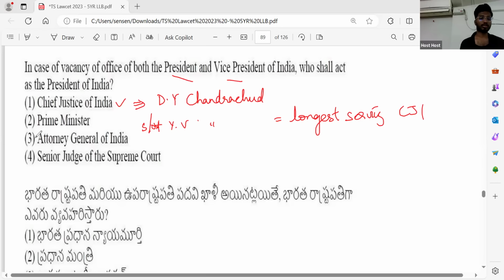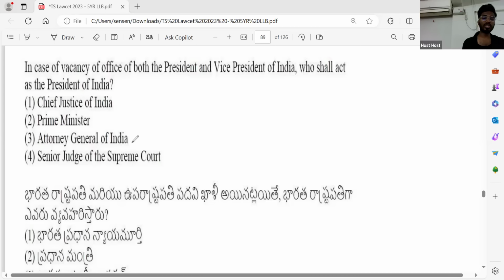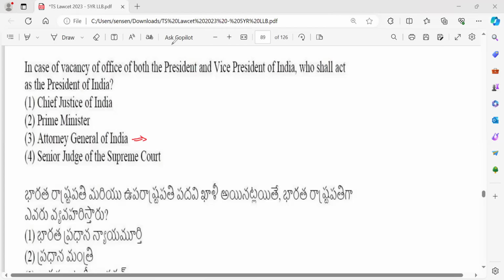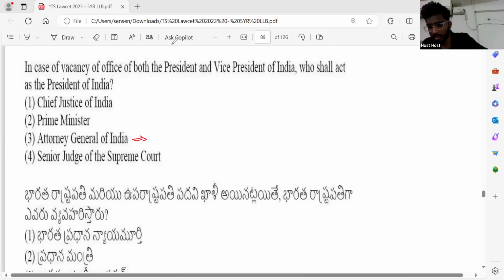Okay. Can you tell me who is Attorney General? I mean, not the person. What is the office of Attorney General? Attorney General is basically a government lawyer. MC Setalvad, he's the first Attorney General of India. But my question is, who is he? He's a lawyer of the central government, of the union government.